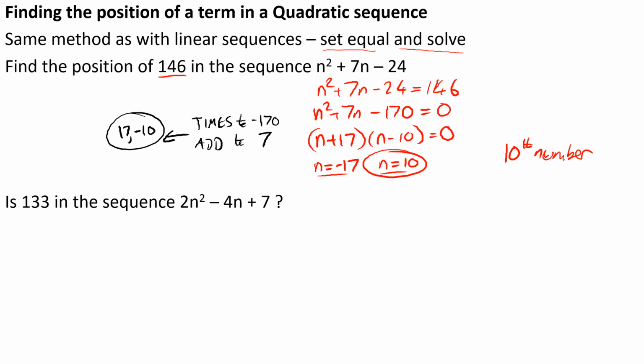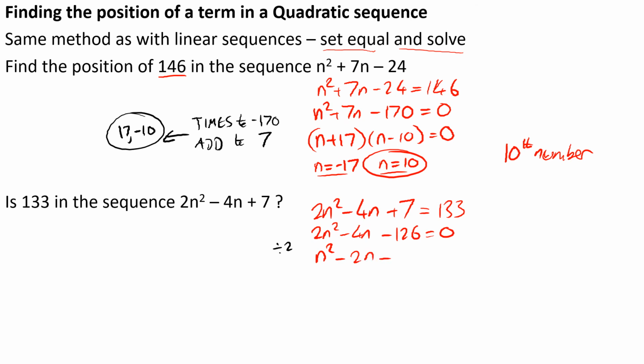Cool. Similar question, is 133 in this sequence? Well, we do the same thing. And basically it'll be in the sequence if what we get out of this is a whole number for n, and if it's a decimal it won't be. So we subtract the 133, we want to make one side equal to 0, so that's take away 126. And now something nice we can do is we can divide everything by 2. It's solving an equation, it's not going to change anything, and it'll make it way easier to factorize.